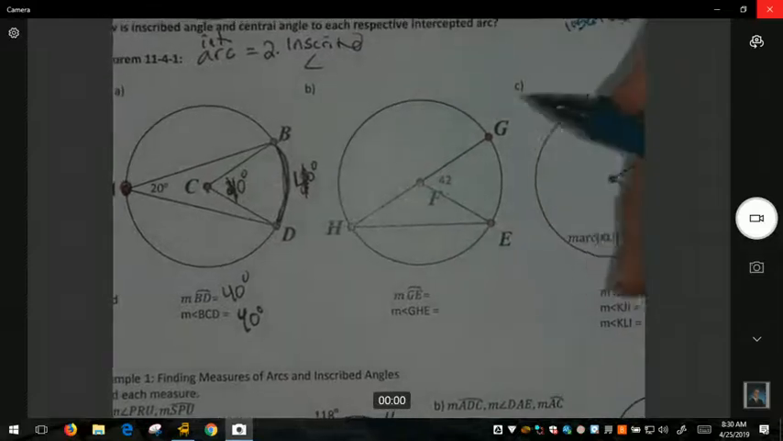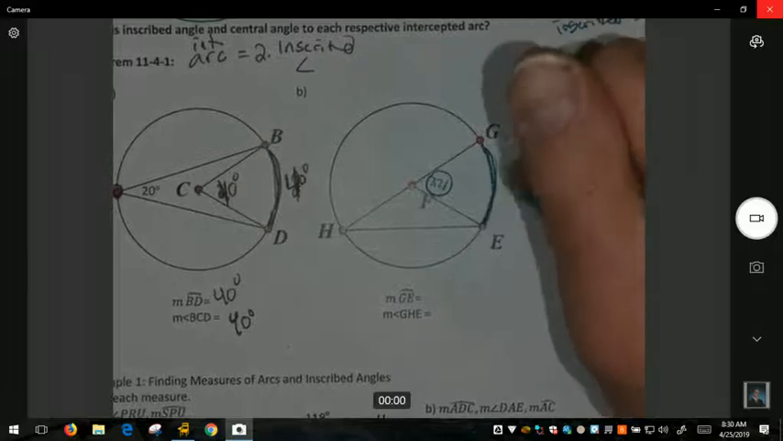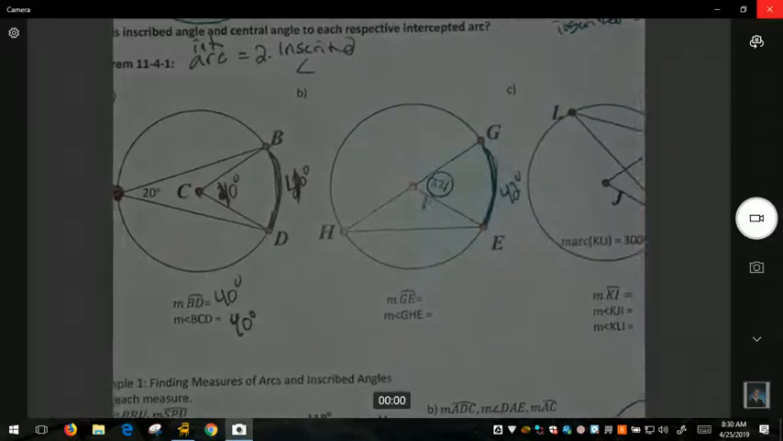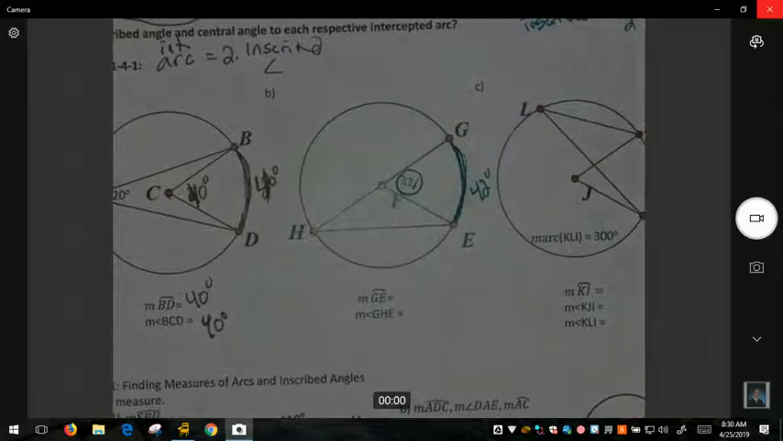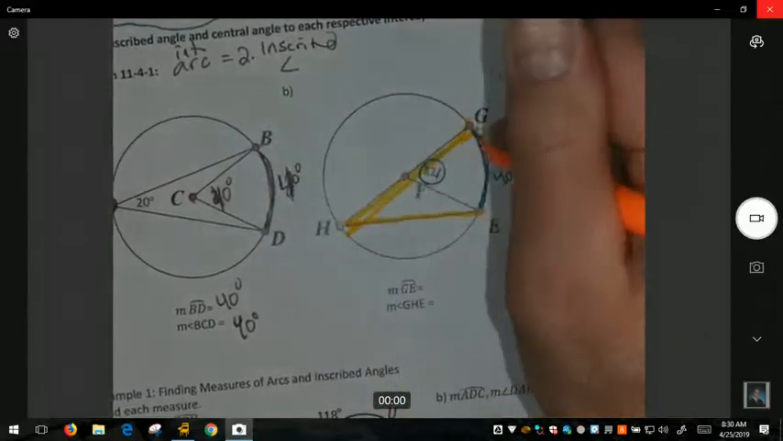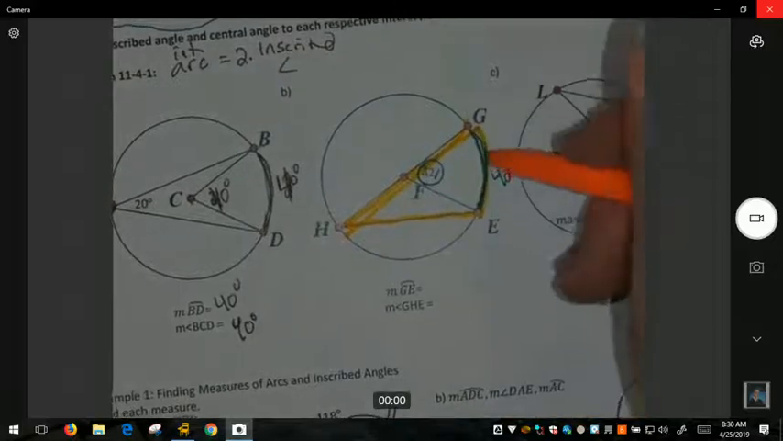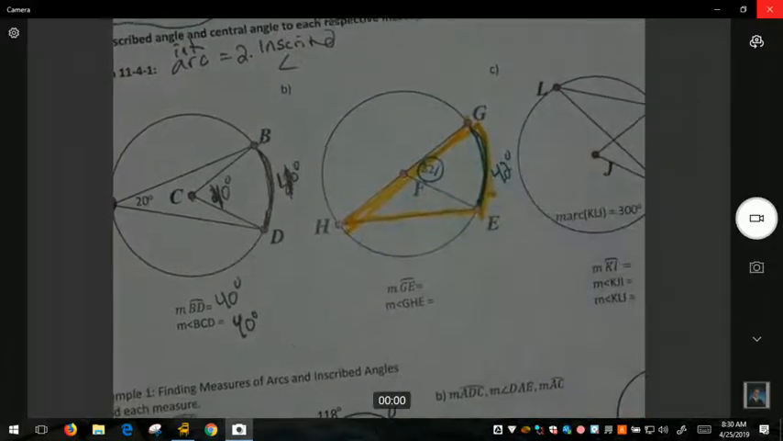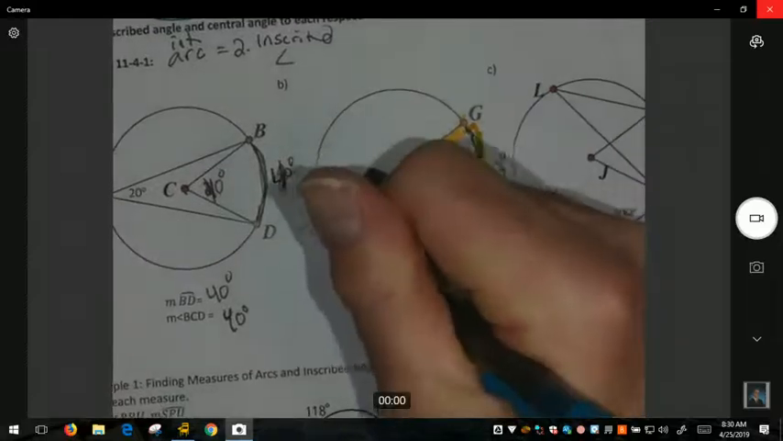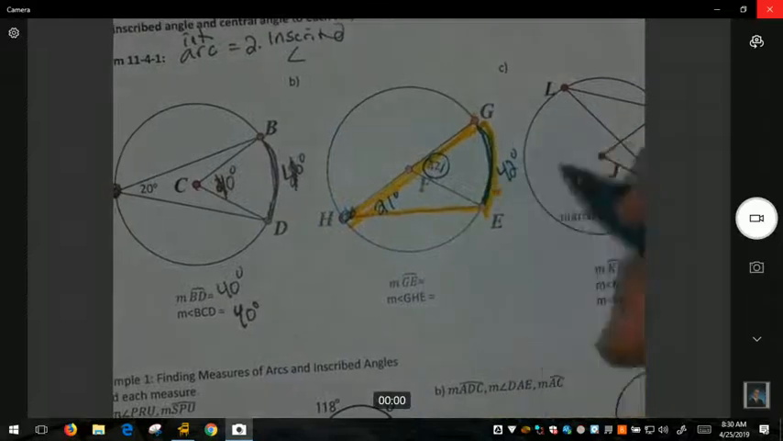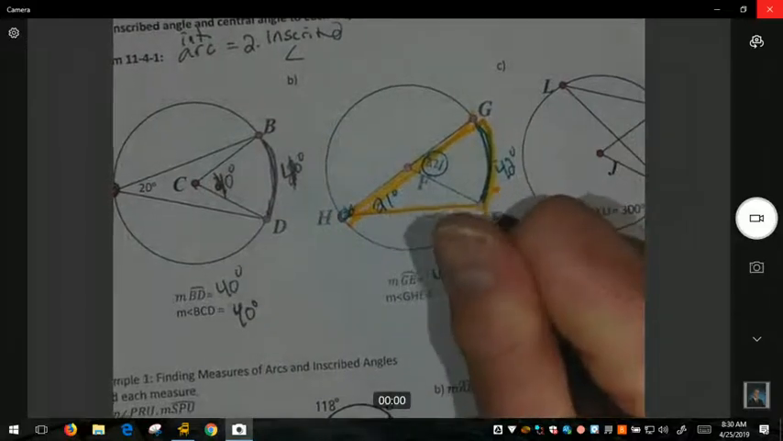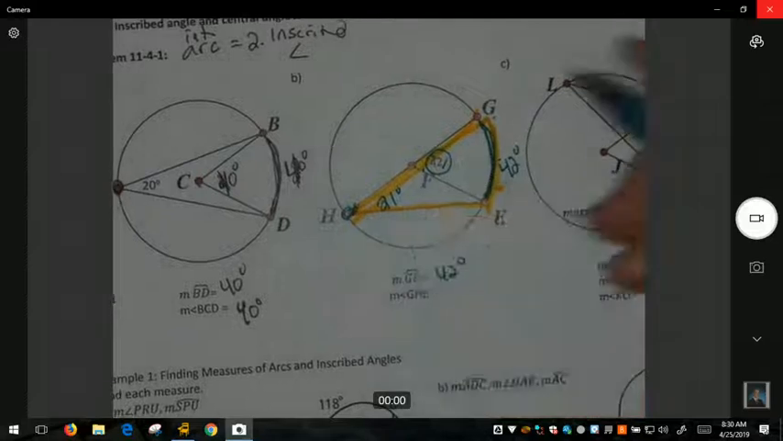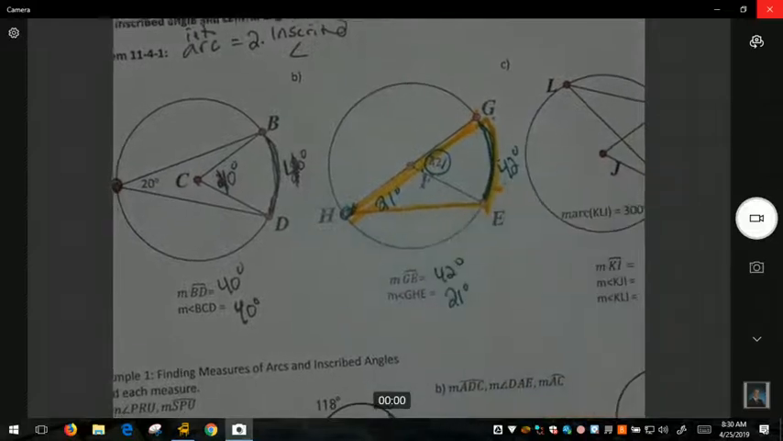Looking at the next problem, they have given us the central angle. The central angle and the arc measure are the same, so this is also 42 degrees. The inscribed angle touches this arc. It's like an ice cream cone. Here's the top. The top is bigger than the bottom. The top is 42 degrees, so this inscribed angle, the angle that's on the circle, is half. It's 21 degrees. So GE, the arc, is the same as the central angle, 42 degrees. GHE, the inscribed angle, is half of it, 21 degrees.